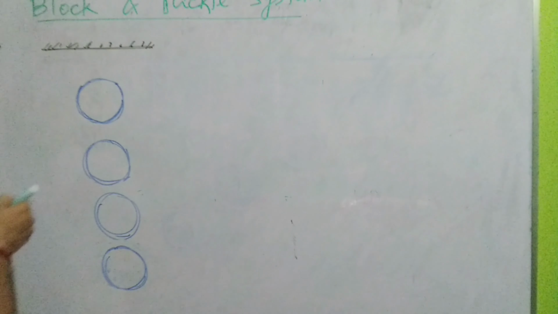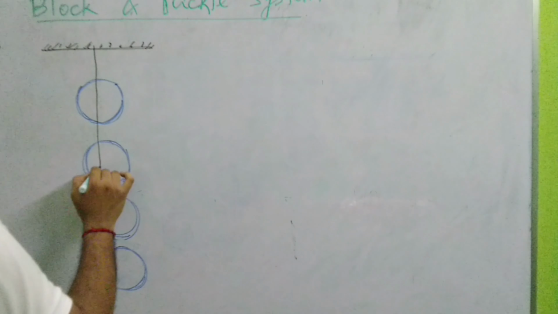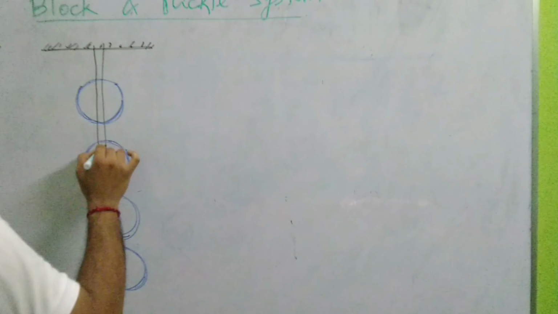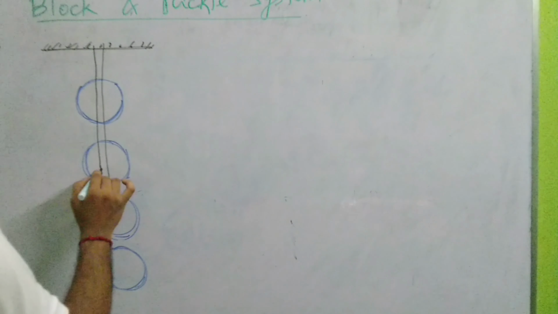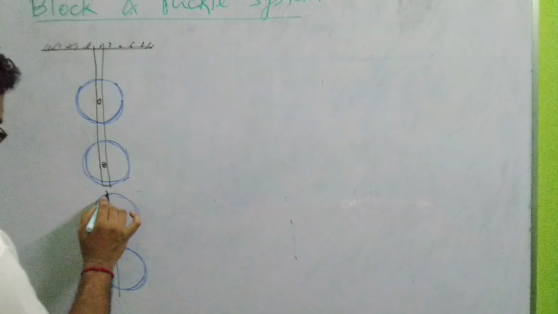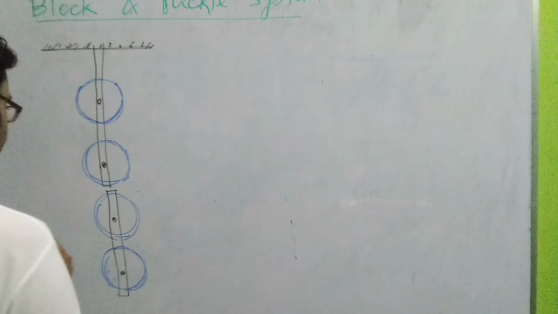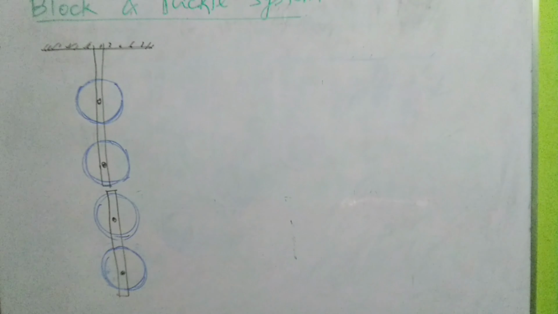Now the upper block is fixed to this point. There is one, and this is the lower block. Now in this kind of combination, there will be only one single string. So you need not worry, there will be one single string and the tension will be the same throughout.